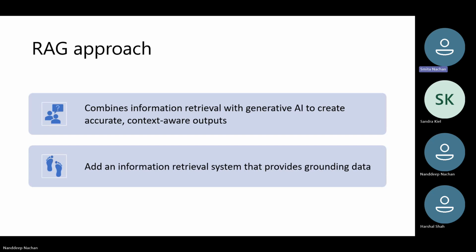So, at its core, RAG addresses one of the biggest challenges in generative AI, factual consistency. Instead of relying solely on the model training data, RAG retrieves the relevant information at runtime from external sources, ensuring the responses are more accurate and grounded.